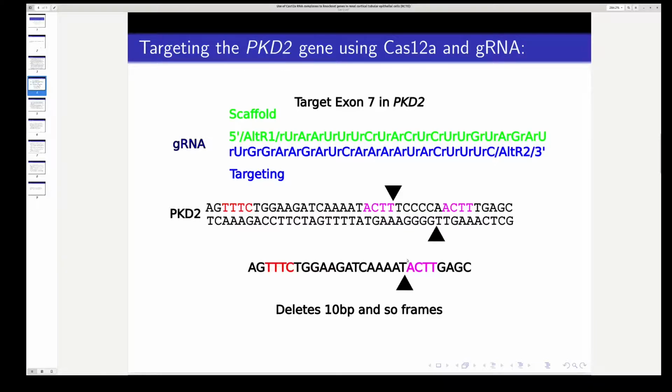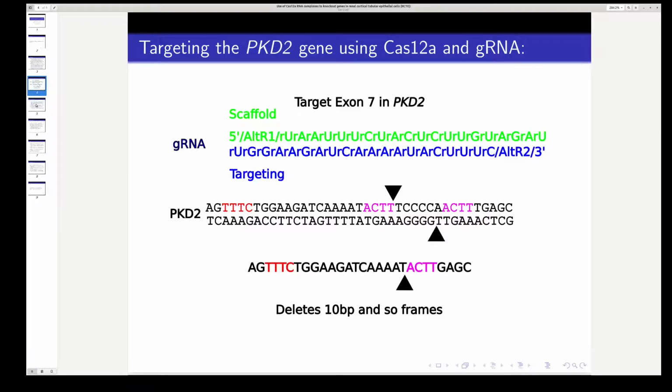So this has got two effects. One is it will destroy the site for the guide RNA, so it will stop cutting here. And the second thing is it'll delete 10 base pairs. So 10 is not divisible by 3. 3 goes into 10 3 times, gives you 9, remainder 1. And so this will then frameshift the protein. And so that's the plan.